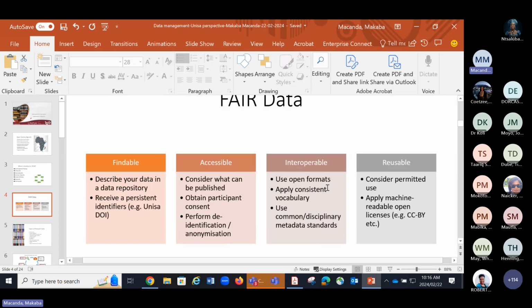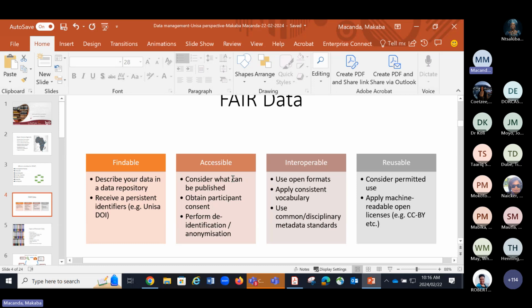In FAIR, I mean that the data must be FAIR. F stands for findable, so that the data described in our data repositories is as findable as possible. It receives a persistent identifier, e.g. a UNISA DOI, that identifies the data wherever it is, if, for instance, we're migrating from the software we're using to another, so that it uniquely identifies that data set. Consider accessibility, consider what can be published. We obtain participant consent.